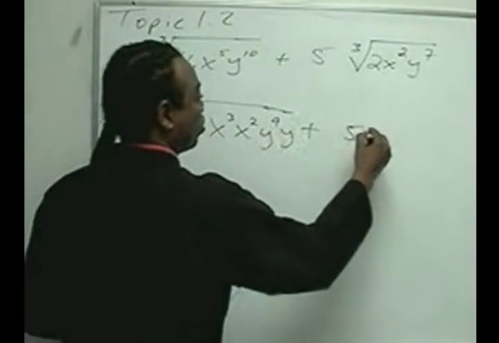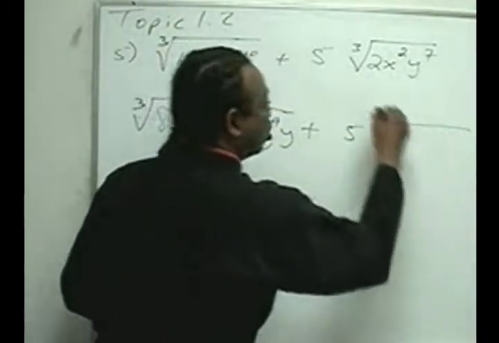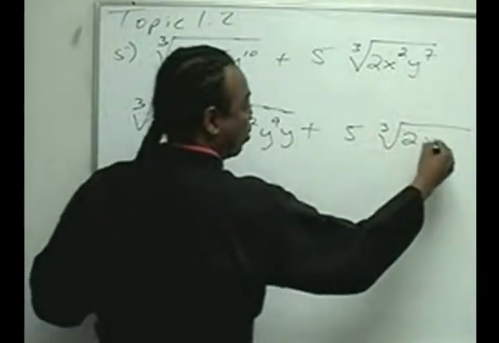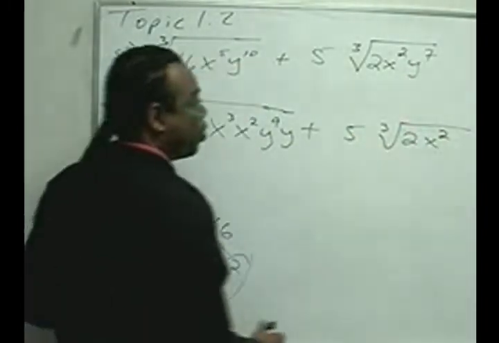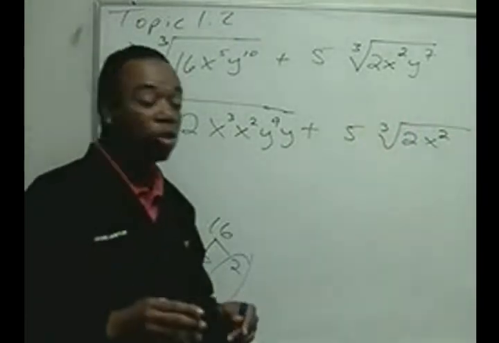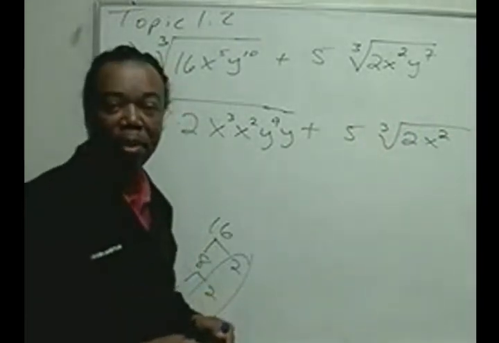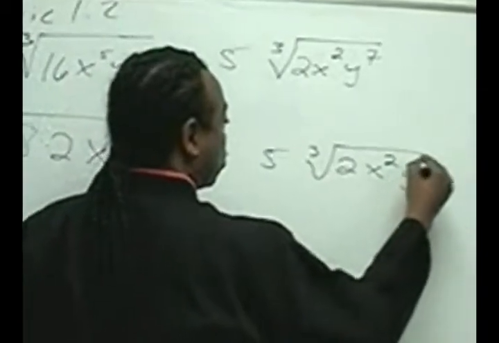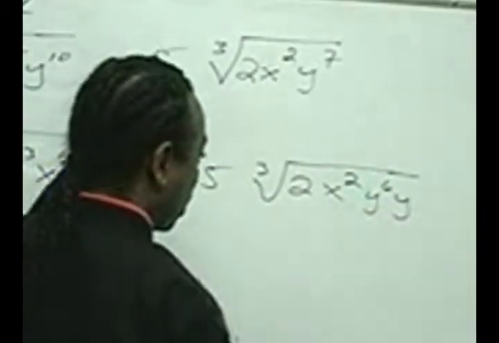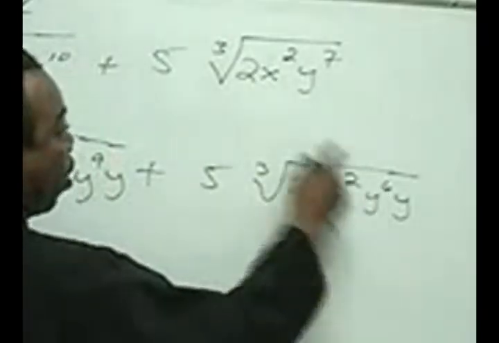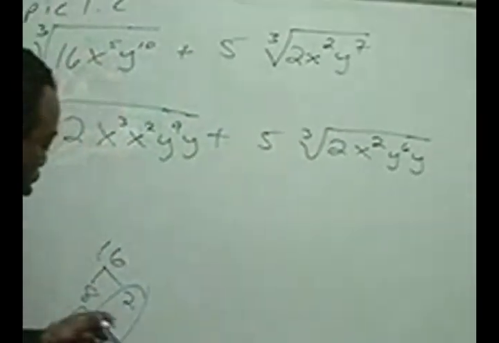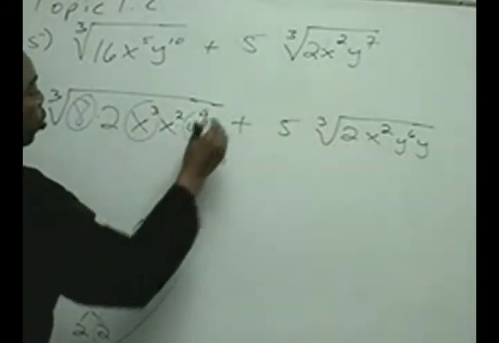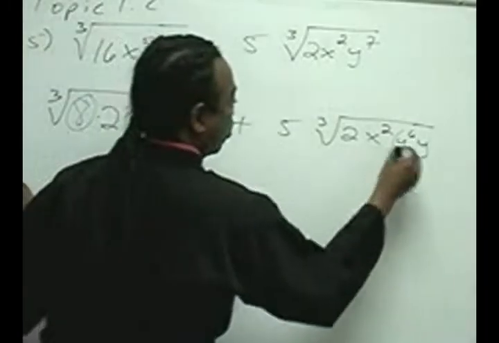The next part here, the 2 does not factor any further. The x squared does not factor any further. But the y to the 7th power, we're going to get that into 3 times tables by expanding that into y to the 6th times y. Again, we want the highest power in the 3 times tables here. Okay, so the 8 will simplify to the x cubed, the y to the 9th, and the y to the 6th.